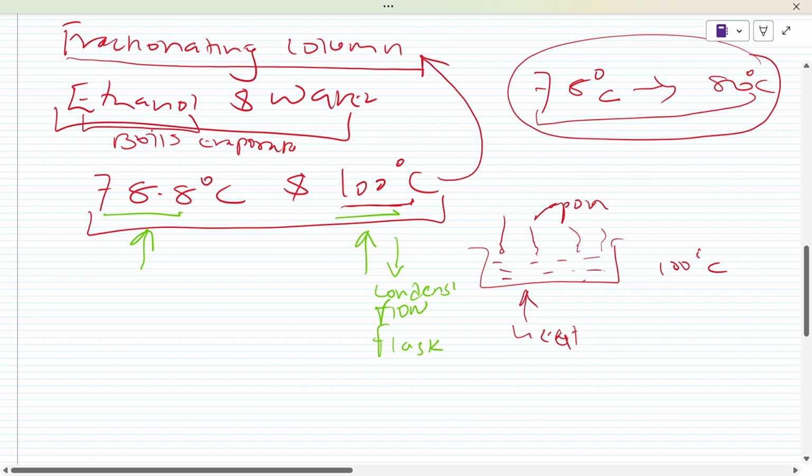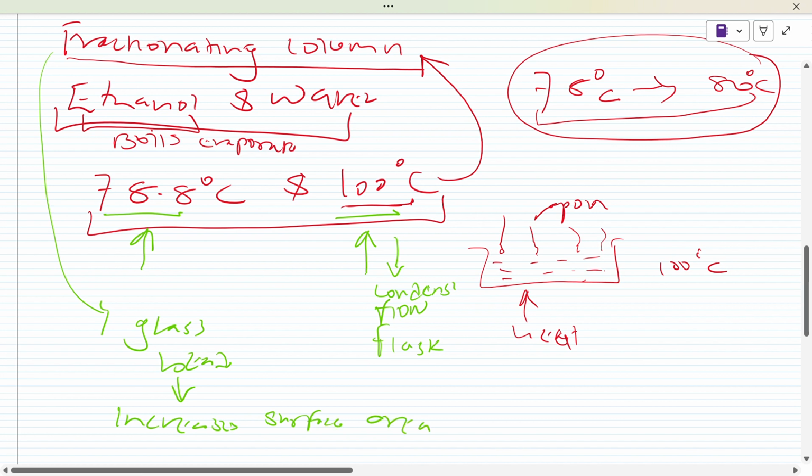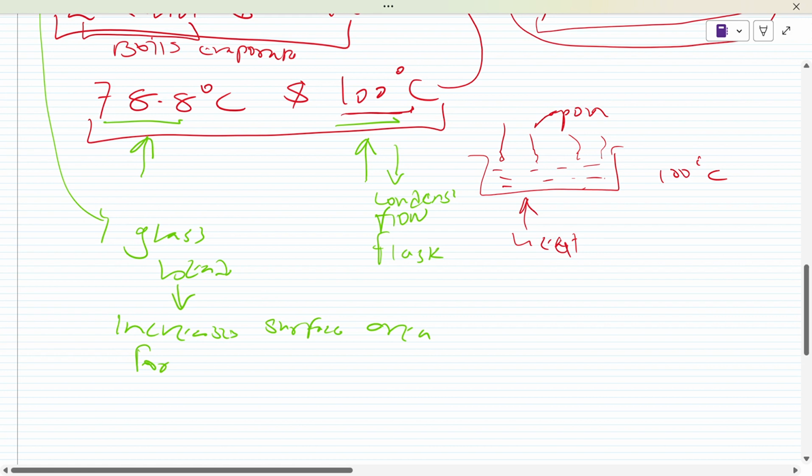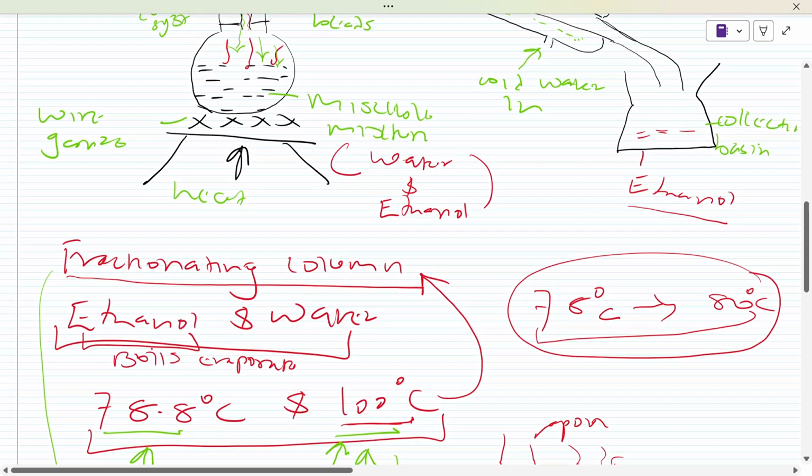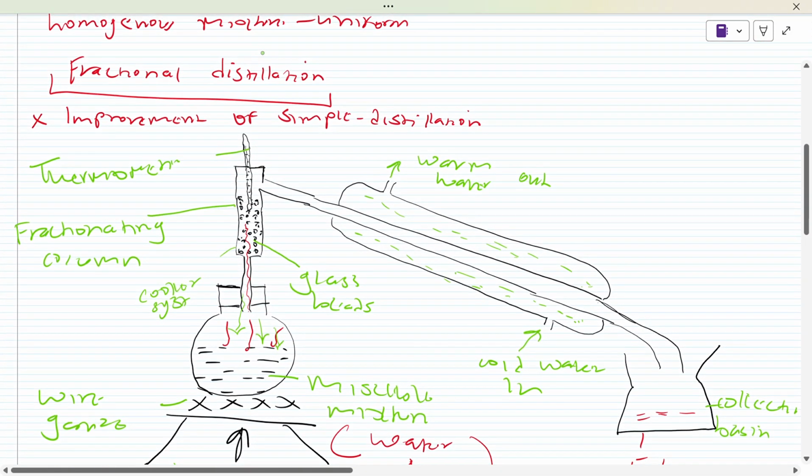So what is enabling the fractionating column to do that? The fractionating column has glass beads. This increases surface area for condensation. But it's only going to be increasing surface area for condensation of that substance that has a higher boiling point.